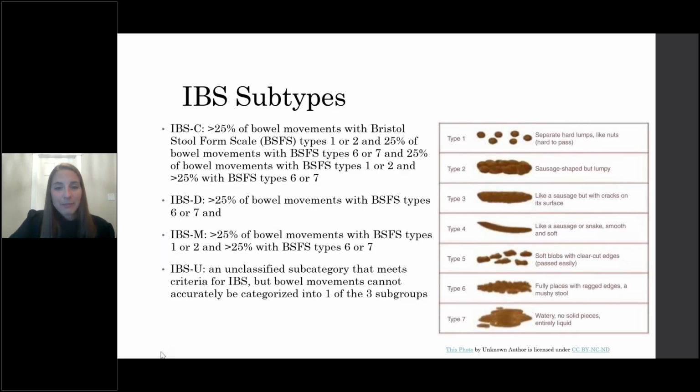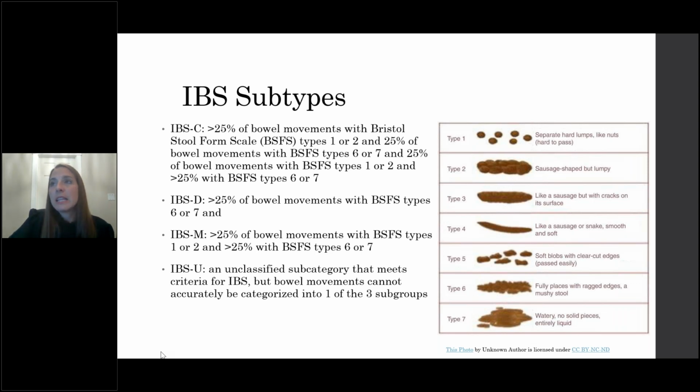So when the definition talks about differences in the way that the stool looks, in our GI offices and in many of the clinics that I've been in, you'll see a Bristol stool form scale that's right there on the wall. And this is just an example of that, where it classifies the appearance and the consistency of the stool, ranging from type 1 to type 7.